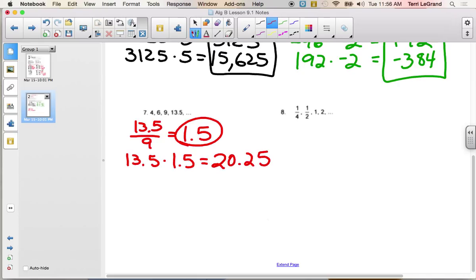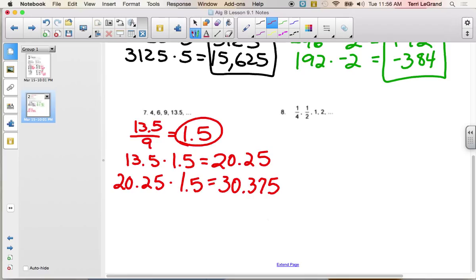And now we do 20.25 times 1.5. And Jossie, what do we get? You get 30.375. Do we have to do all three of those, or can we round on that? No, these we want exact answers. They weren't doing any rounding that we're aware of, and so unless they tell us to round, we don't.